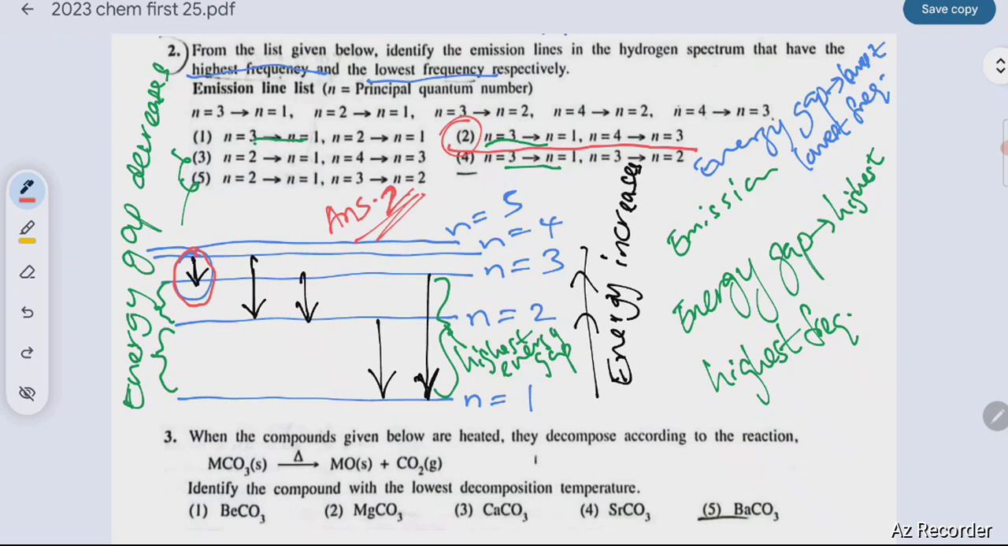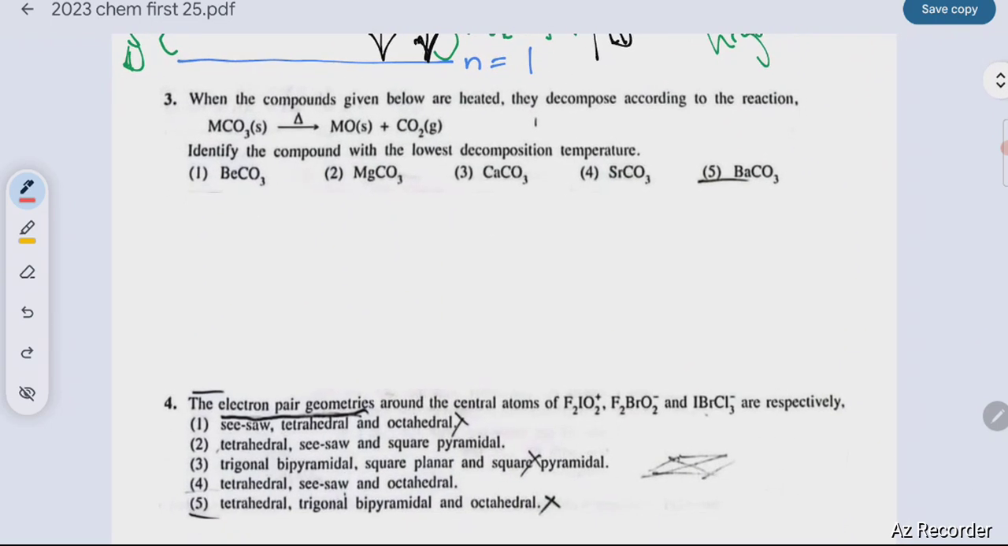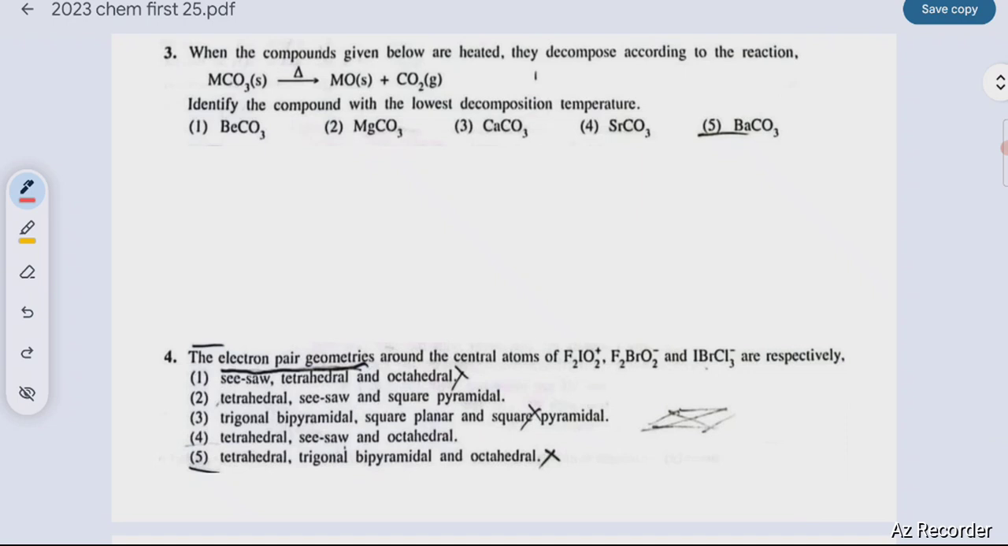Right. Next we'll move on to the third question. When the compounds given below are heated, they decompose according to the reaction: M carbonate decomposing to give M oxide plus carbon dioxide. Identify the compound with the lowest decomposition temperature. Now, this is regarding what? This M carbonate means this should be a group 2 carbonate, because in all these answers they have given group 2 carbonates.